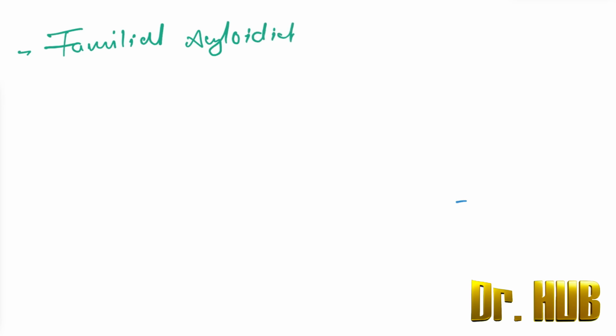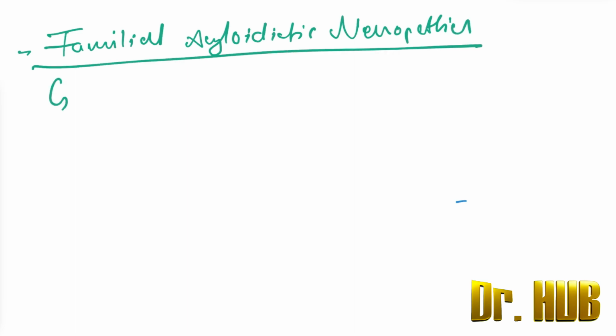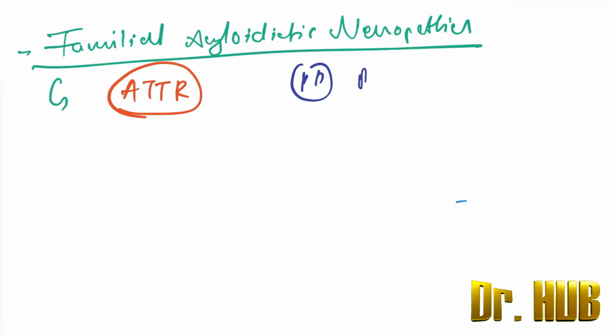Next we move on to the familial amyloidotic neuropathies. So here it includes the ATTR. The ATTR is the fibril protein, and the precursor protein is going to be the mutated transthyretin.